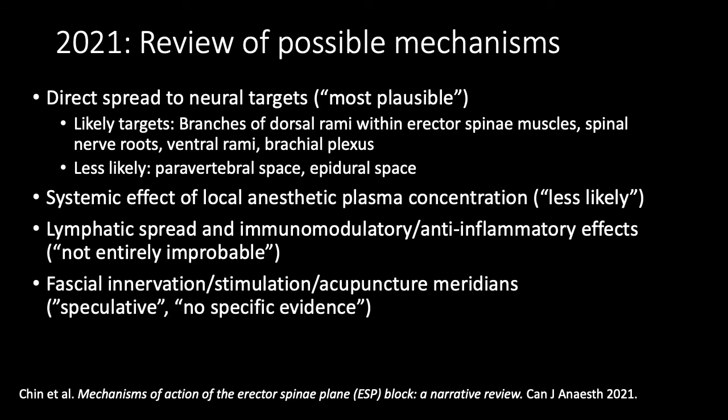Then the most speculative would be that there's some sort of, as of yet, undescribed or undiscovered innervation in fascial planes, something important in fascial planes, maybe somehow related to acupuncture meridians or something like that. But they consider that to be speculative and that there's no specific evidence for it.